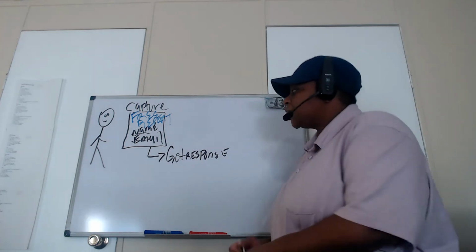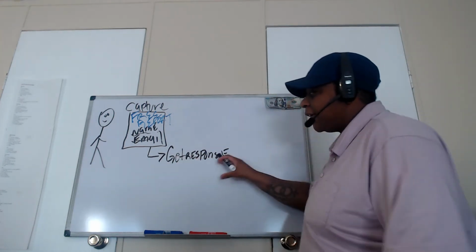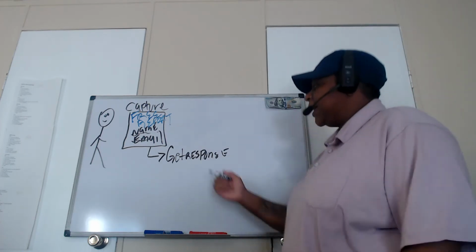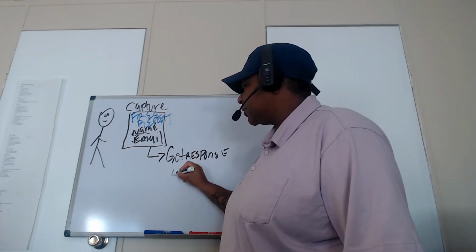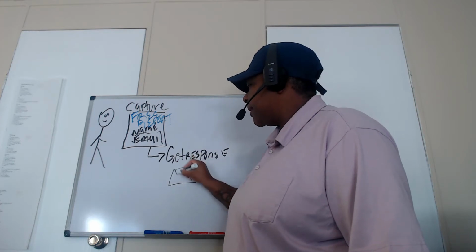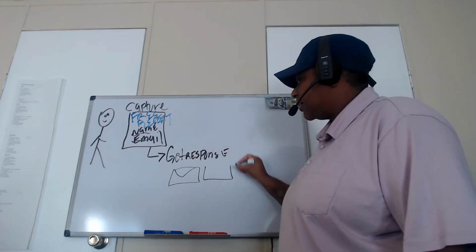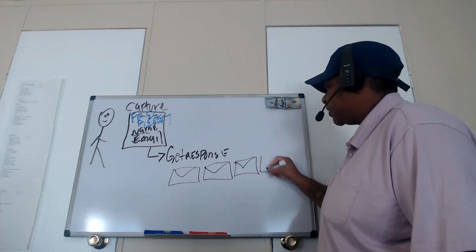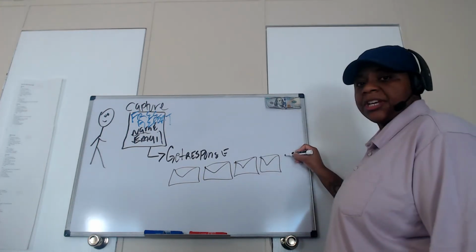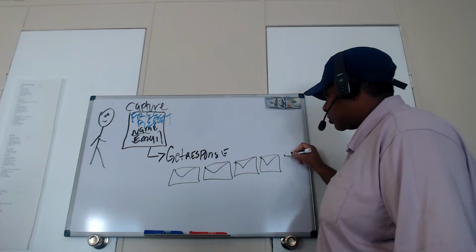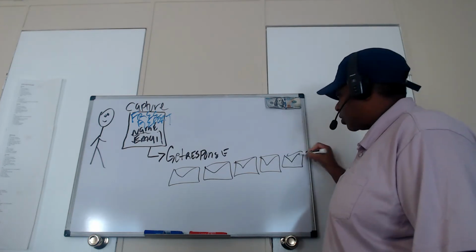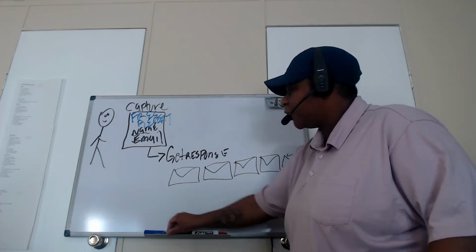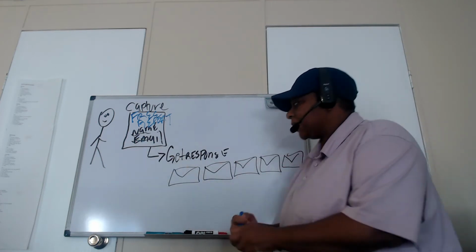All right, so check this out. Let's stay down here at the GetResponse level. When it drops into GetResponse, you're going to have an email series. Let's say 5 emails. Those are emails, these are envelopes. Don't be laughing at my drawing, all right? So you're going to have some emails that are going to start going out automatically.